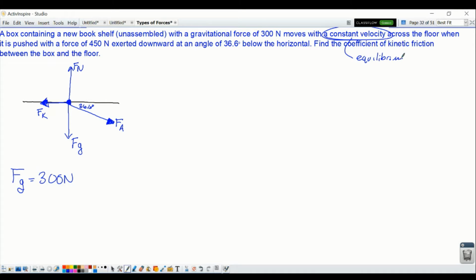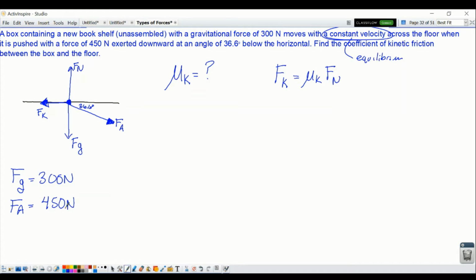When it's pushed with a force of 450 newtons, so the applied force is 450 newtons. Find the coefficient of kinetic friction. So we're looking for mu sub k, the coefficient of kinetic friction. There's only one equation that has the coefficient of kinetic friction in it, and that's the force of kinetic friction equals the coefficient of kinetic friction times the normal force. I look at my givens, I don't have the force of kinetic friction. I do not have the normal force. So I'm going to need to find those.